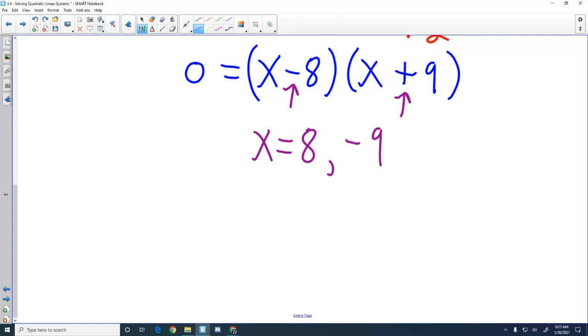So I've got two answers here. x could equal an 8, or x could equal a negative 9. And that's just from basic factoring. Can you give me a thumbs up if you followed along with that so far, if you remember that from basic factoring and solving? Hopefully everyone should be pretty good with that. Awesome.